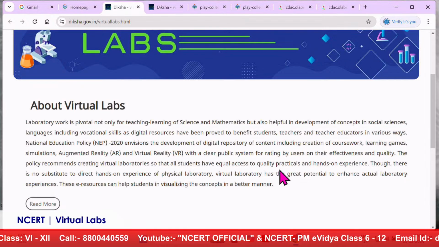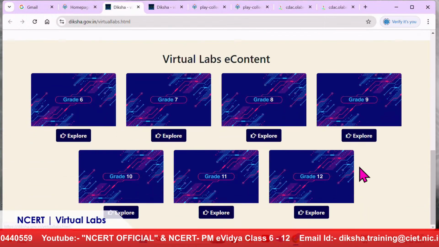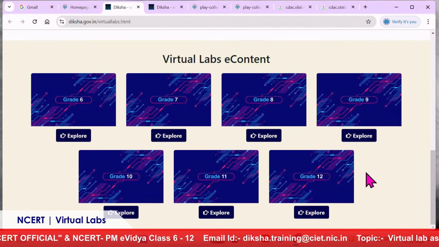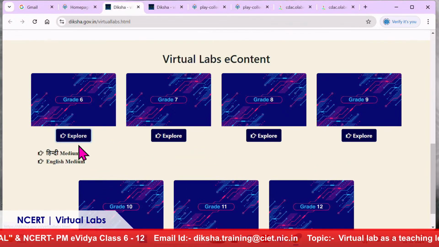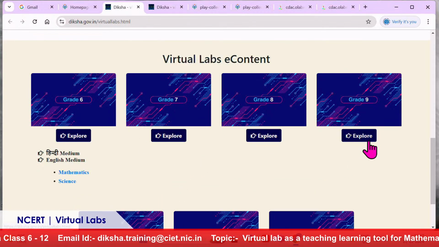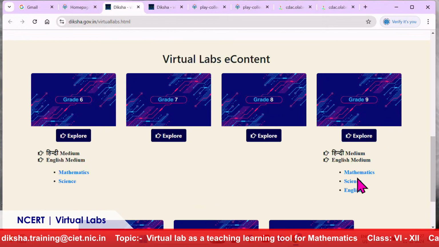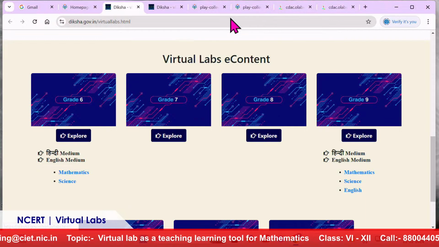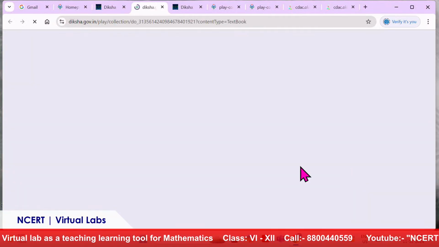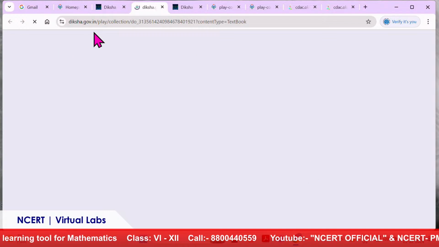This is about the experience in the virtual labs. The main highlight is the simulation. When you scroll down, you can see that virtual labs are available from class 6 to 12, in the English medium context. Once you click on grade 9, we will get the mathematics subject. So I am clicking on mathematics. I am showing one of the experiments from class 9.